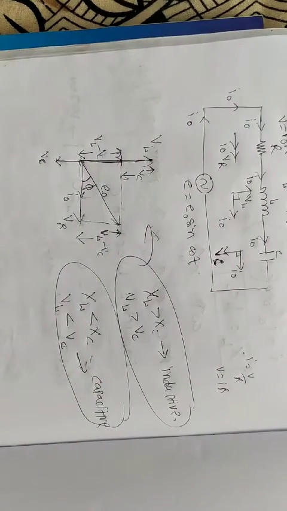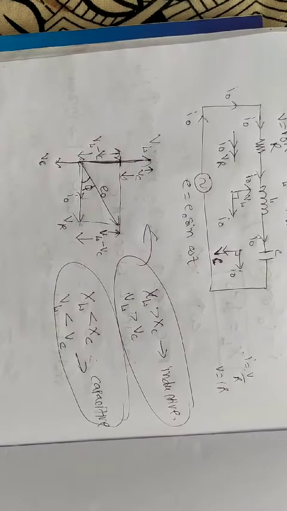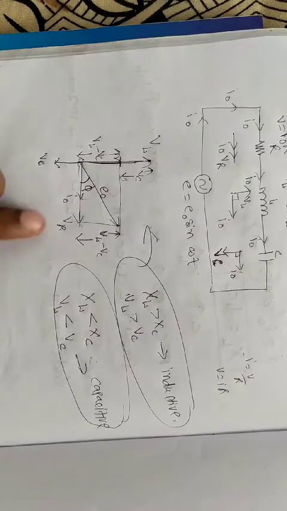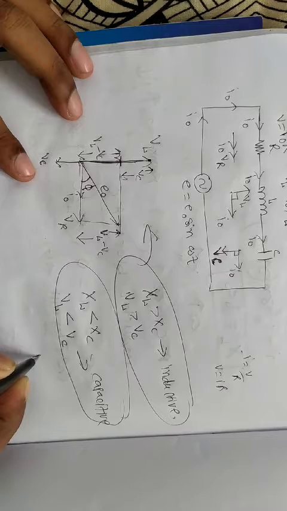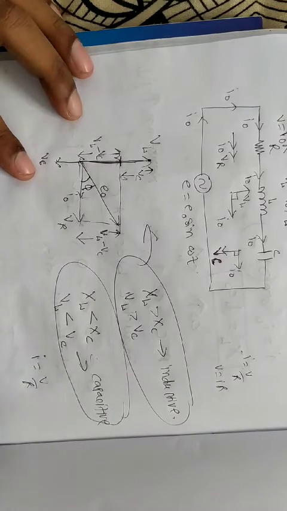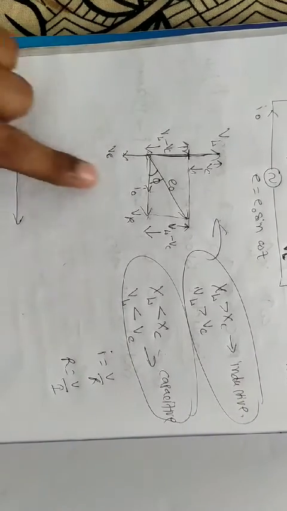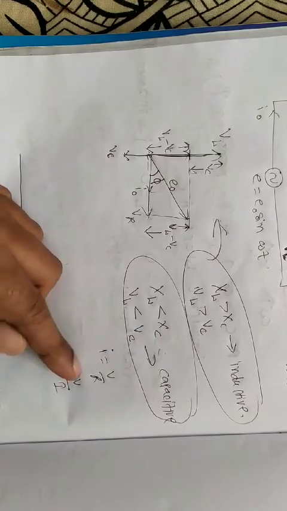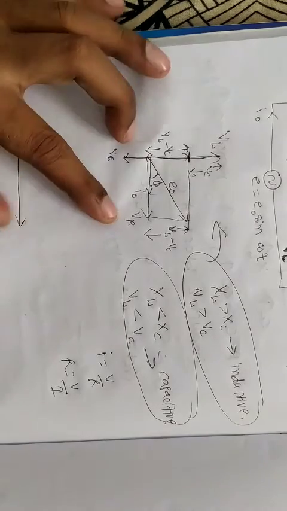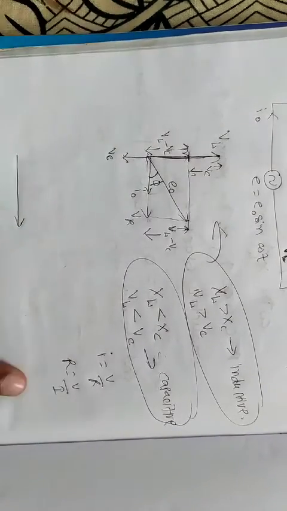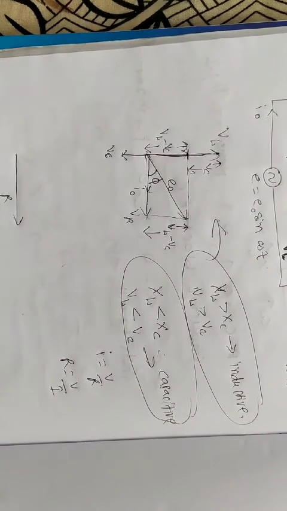Now understand something: from this diagram, how can we make a resistance diagram? Now I will make the resistance diagram. This is VR. We know I is equal to V by R. So R will be V by I. That means we can find resistance if we divide voltage by current. So VR divided by I will be resistance.